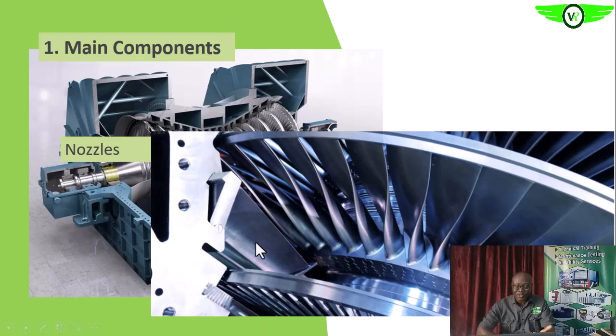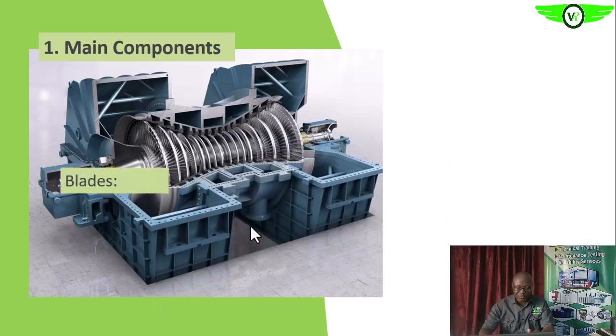So that fast moving steam will impinge. Remember, the nozzle has increased the velocity, and the steam will impinge on the rotor blade, and that will cause the rotor blade to turn, as we'll see later. So that's the function of the nozzle.